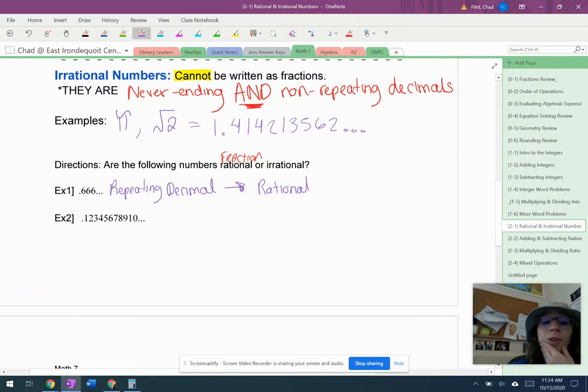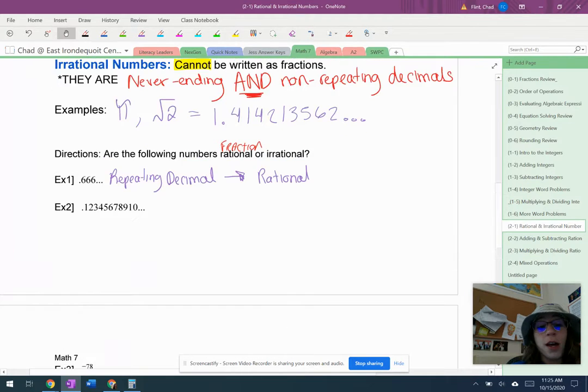1.12345678910... So that is a never-ending decimal because it has the ... at the end. Is it repeating though, like our first example was? Are the digits repeating themselves over and over and over again? And the answer here is no. There is a little bit of a pattern: 1, 2, 3, 4, 5, 6, 7, 8, 9, 1, 0, 1, 1, 1, 2, 1, 3. I could assume that it continues going on. But having a pattern isn't the same thing as it repeating. So repeating would be those same digits over and over and over again.